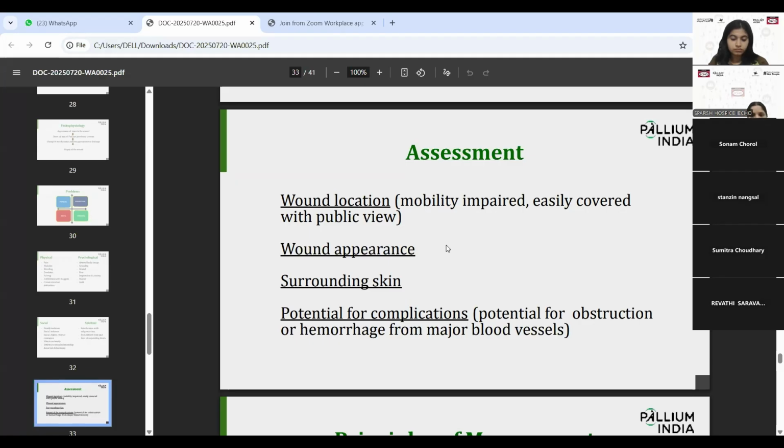Can anyone tell? In home, you are going to visit the patient. What will you do first? You have to answer, otherwise I'll ask questions from the participant list.